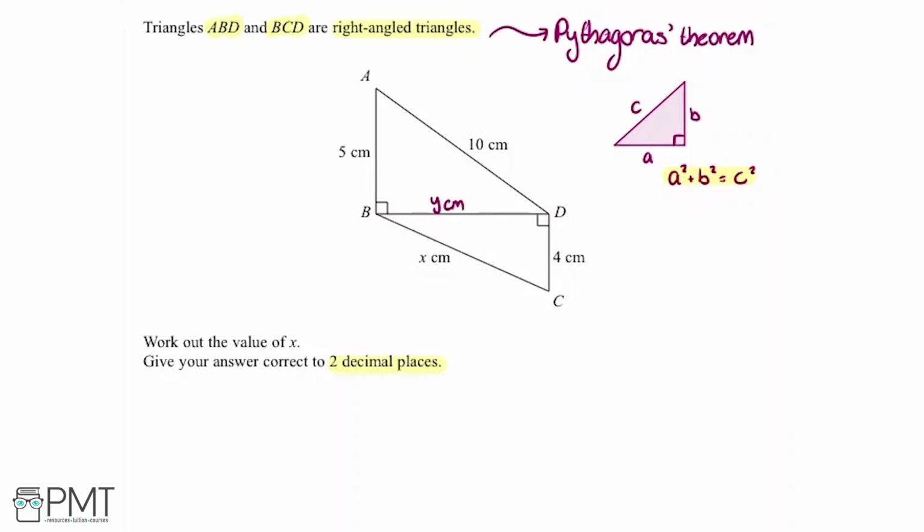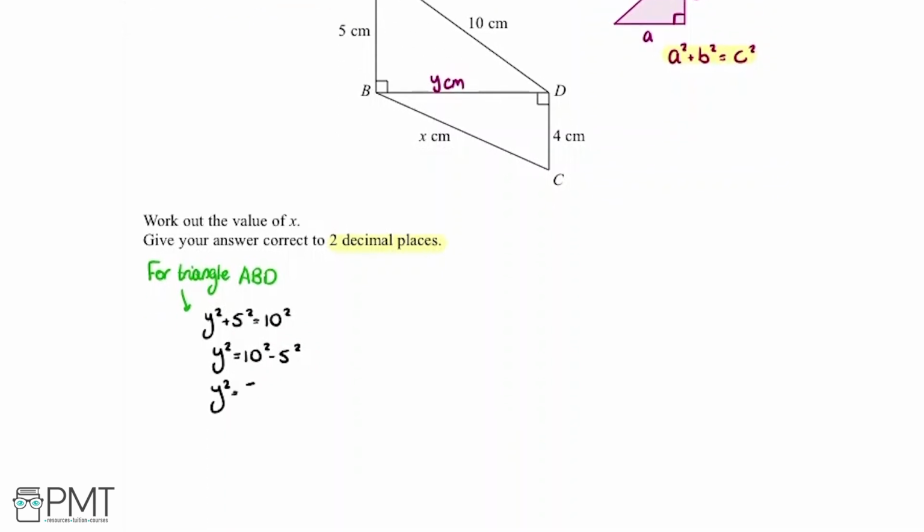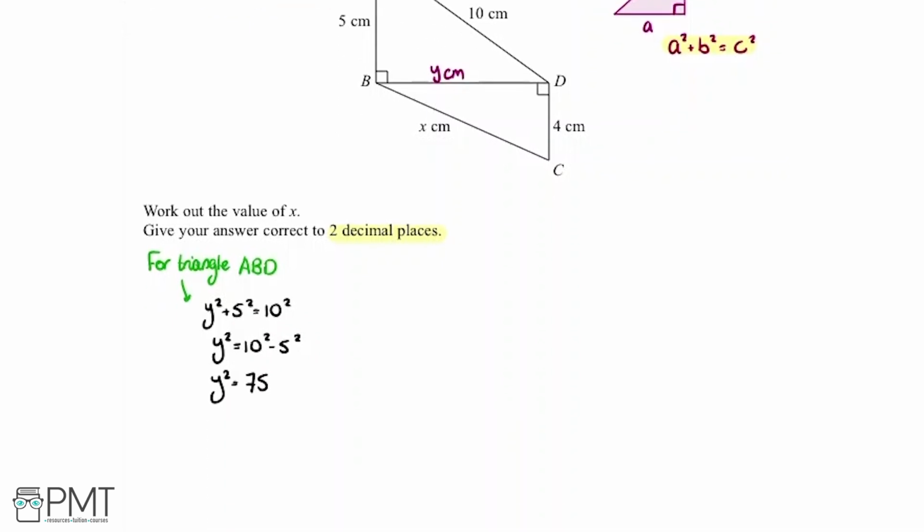And if we refer over to Pythagoras' theorem over here, for this triangle, so for triangle ABD, we're going to say y squared plus 5 squared equals 10 squared. So now we can rearrange this. We're going to make y squared the subject. So we're going to subtract 5 squared from both sides. We're going to have y squared equals 10 squared minus 5 squared. I'm going to put this into the calculator to find out what it gives us. And we get 75. So we know that y squared equals 75.